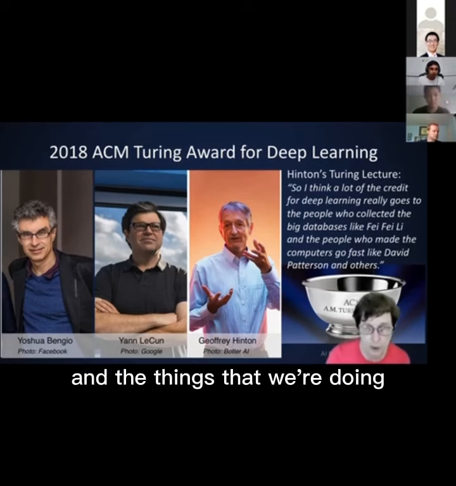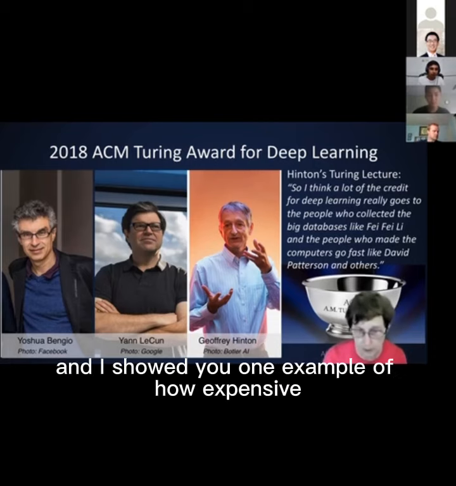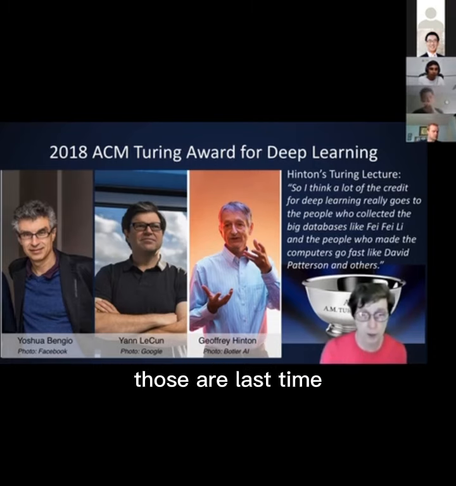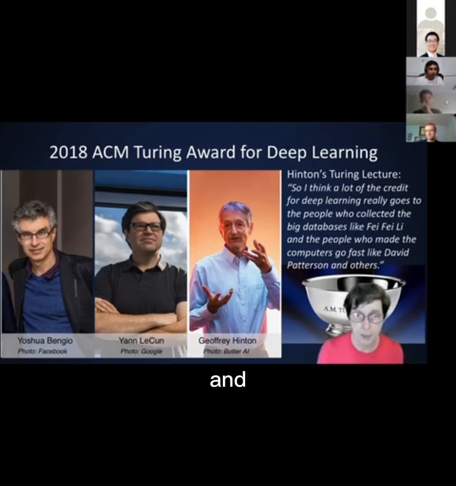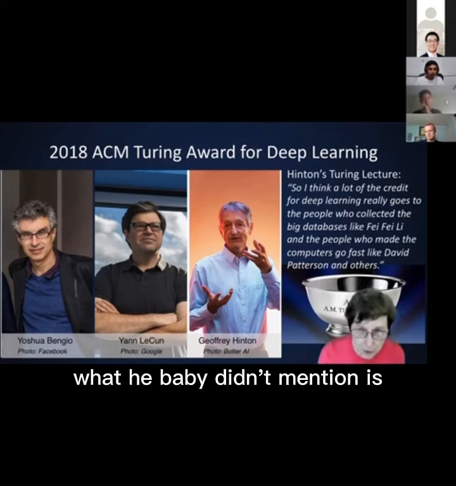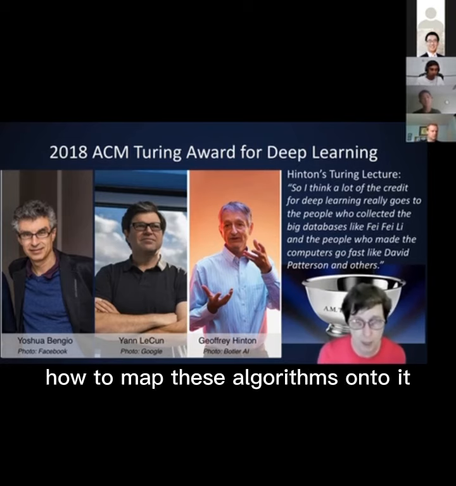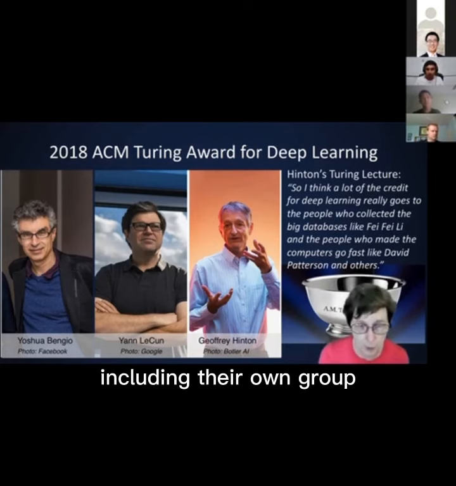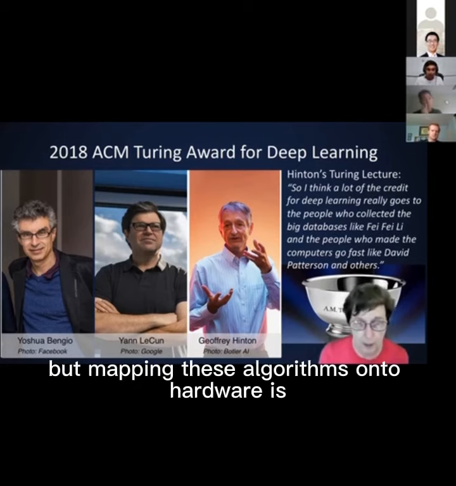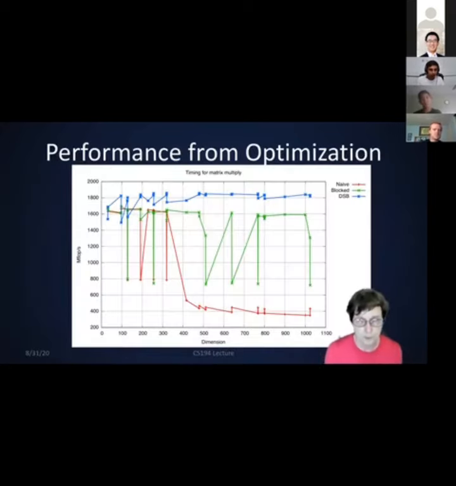And the things that we're doing today in terms of training neural nets, I showed you one example of how expensive those are last time. And what he maybe didn't mention is also the people that figured out how to map these algorithms onto hardware, including their own group. But mapping these algorithms onto hardware is very important for getting good performance.